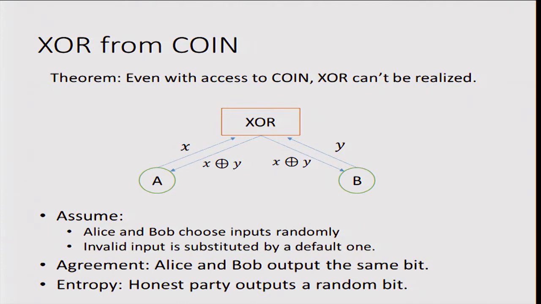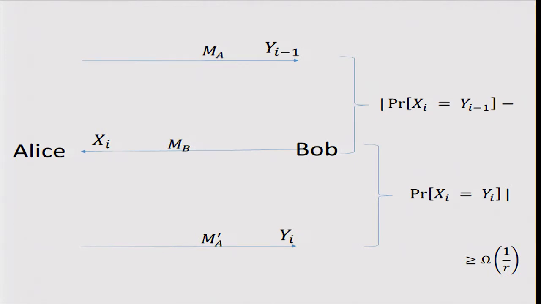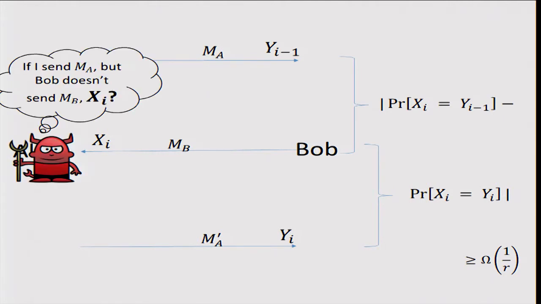then we still have the same two properties which we had in the case of coin: agreement and entropy. And because of these two properties, once again, we have the following setup, that the probability that these two variables agree minus the probability that these two variables agree is at least 1 over R. Now once again, the adversary would corrupt Alice and do this mental experiment: if I send the message MA and I don't get the message MB, what is Xi going to be? But now there is a problem.